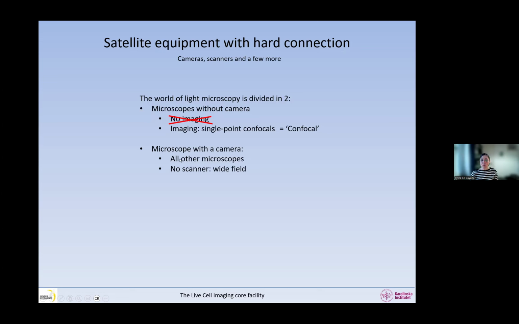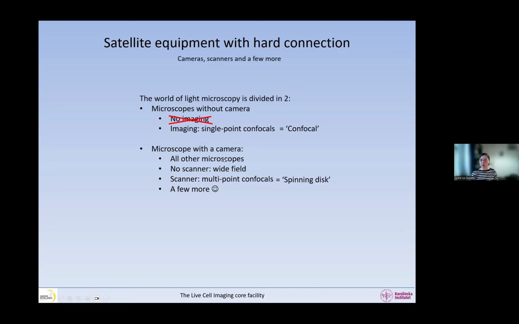If we have a camera, we could have no scanner, in which case it's the simplest system, it's a wide field system, okay? Or we could have a scanner, and in this case, we have a multiple confocal. This is what other people call a spinning disk, but in this course, we're going to call them multiple confocals to clearly realize that they are confocals. And there are a few more, but more or less it's going to be this.